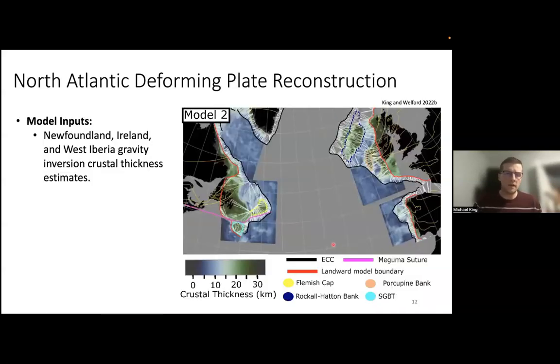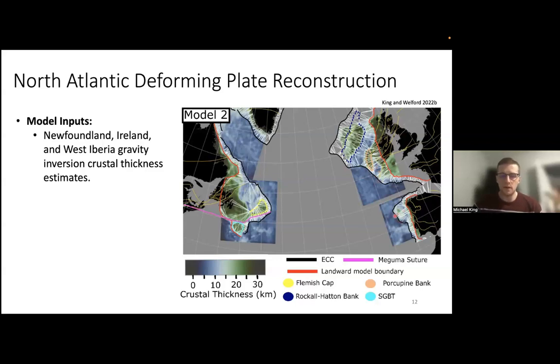Now that I've given a walkthrough of the workflow, I want to give a more applied example of how we use this methodology to look at the North Atlantic, and in particular continental blocks. This is an example from our recent paper, King and Welford 2022b. The model inputs can be mostly described by this map on the right-hand side. The crustal thickness estimates that we'll be reconstructing back through time are along the Newfoundland margin, Labrador margin, Irish margin, and West Iberia margin, shown right here.